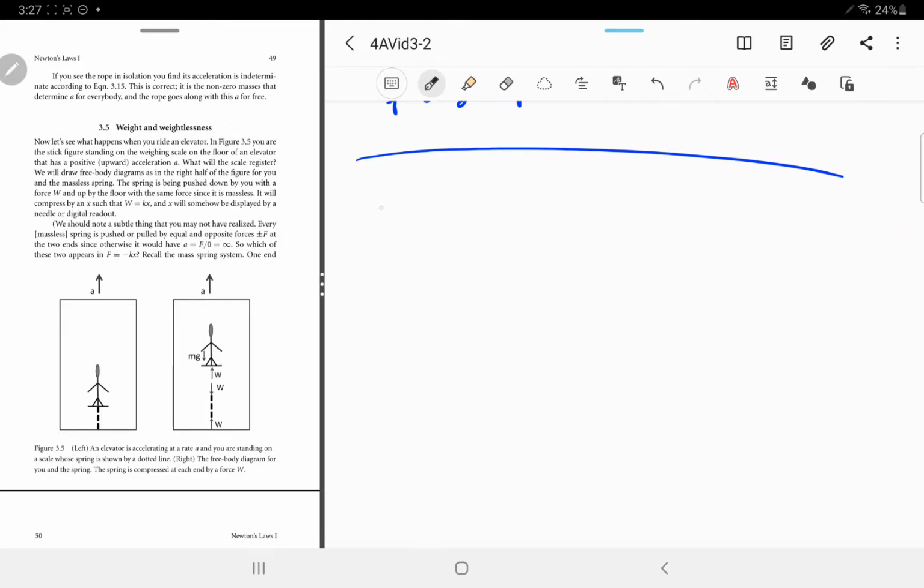Okay, so weight is the same thing as the gravitational force. Weight equals gravitational force. So we'll have different letters for this. We might use W for weight. We might use FG for gravitational force.